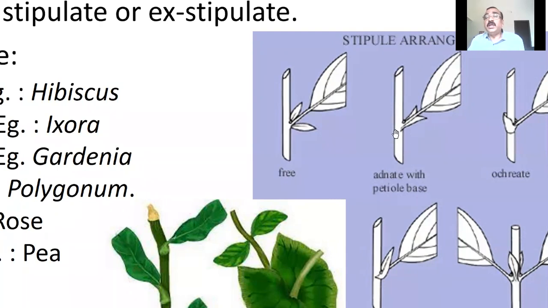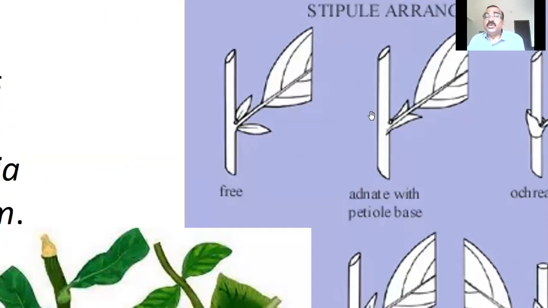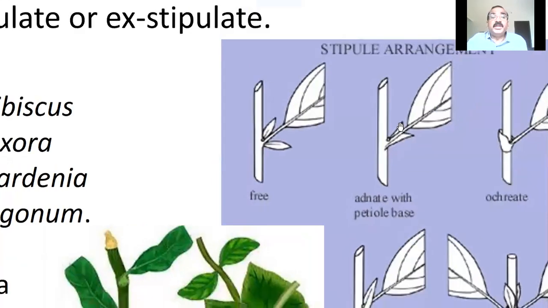Now, this is adnate type of stipule. Adnate means, see, there are two stipules on either side of the petiole, but these stipules are almost attached to the petiole. The stipules are joined to the petiole. Look here. And can you remember one plant with this kind of stipules? Very common plant. It is found in most homes. Rose. Look at the rose plant leaf. At the petiole base, on this side and that side, you see two green wing-like structures. They are attached to the petiole. So this is adnate stipule.